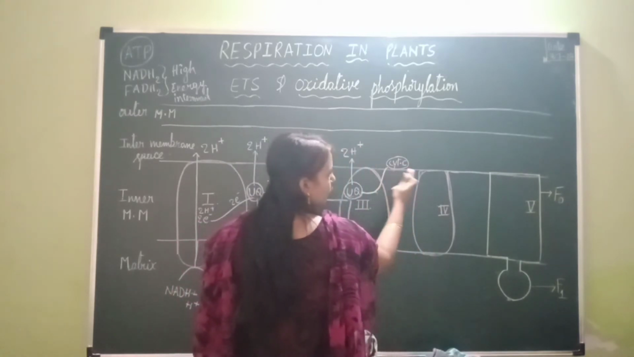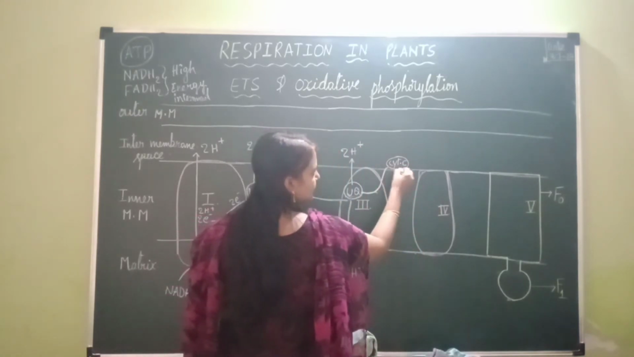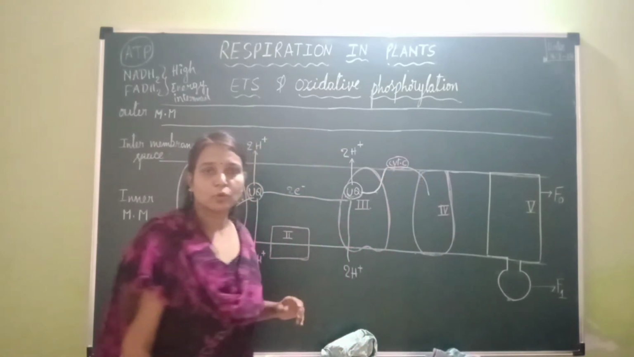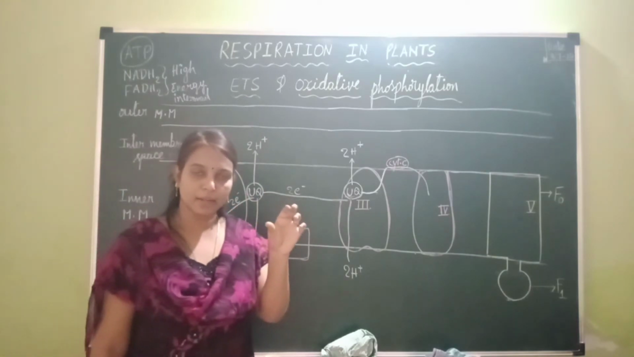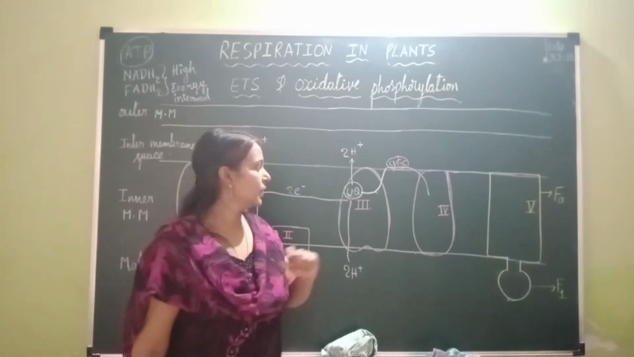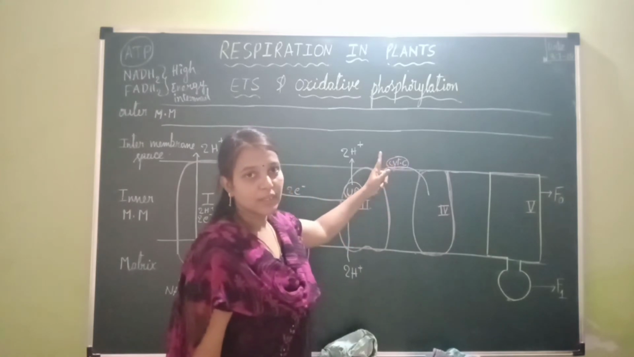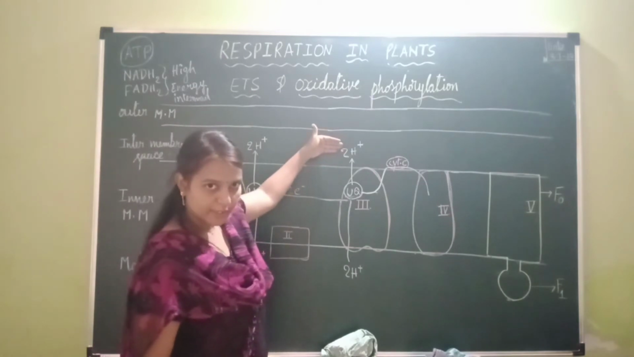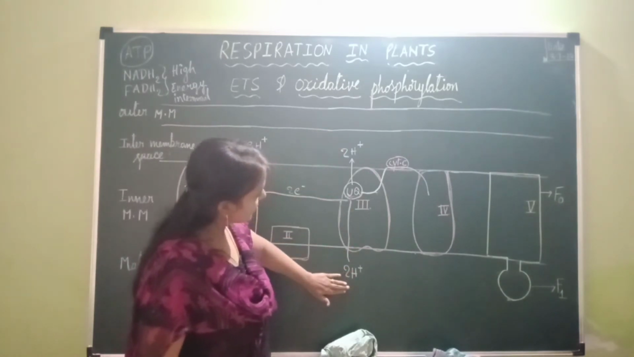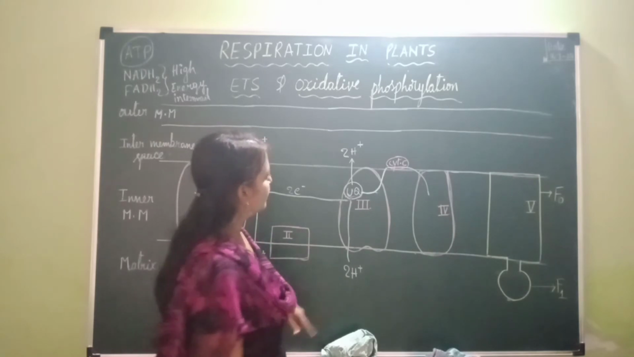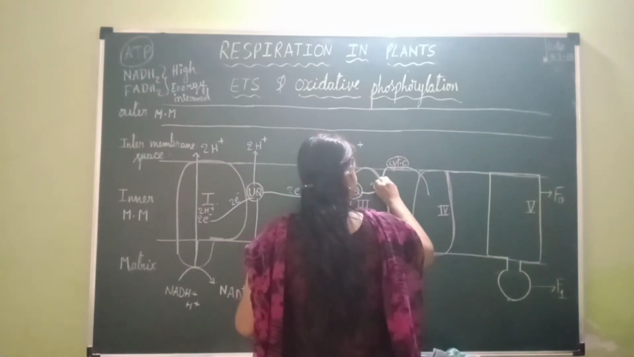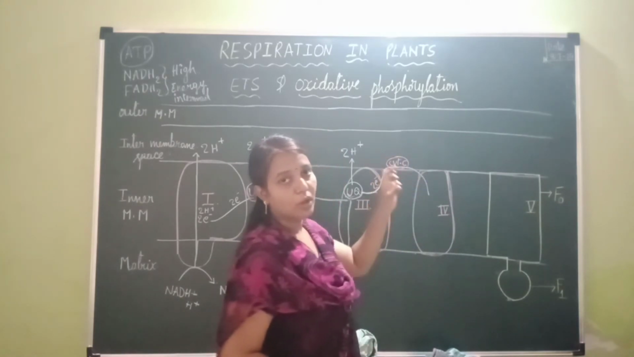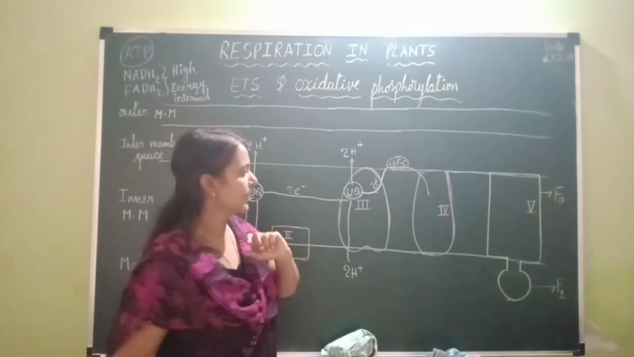From cytochrome C1, these electrons are passed on to the fourth complex via cytochrome C. We already studied that cytochrome C is a mobile electron carrier, a small protein attached to the outer surface of the inner mitochondrial membrane. This is the outer surface and this is the inner surface of the inner mitochondrial membrane. So electrons are transferred from the third complex to the fourth complex via cytochrome C.